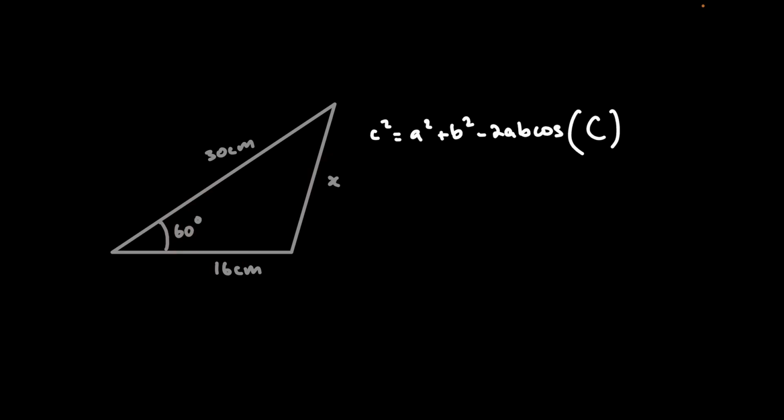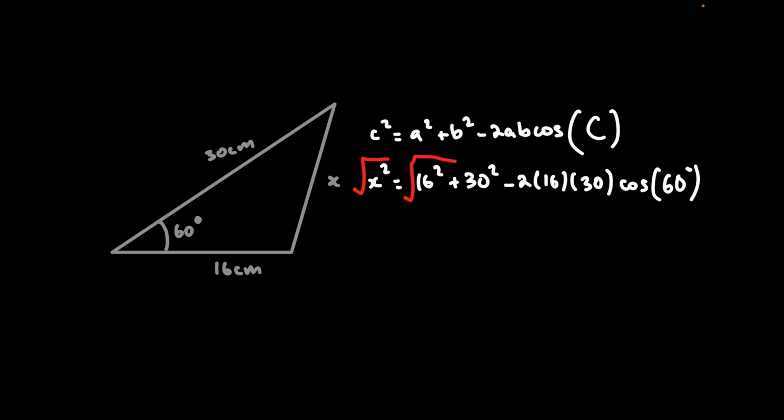So let's substitute in the numbers now. We have that x squared equals 16 squared plus 30 squared minus 2 times 16 times 30 times the cosine of 60 degrees. And to work out what the value of x is here, all we have to do is square root both sides of the equation. And when we do that, we get x is simply equal to 26. And that is how you work out the missing side here.